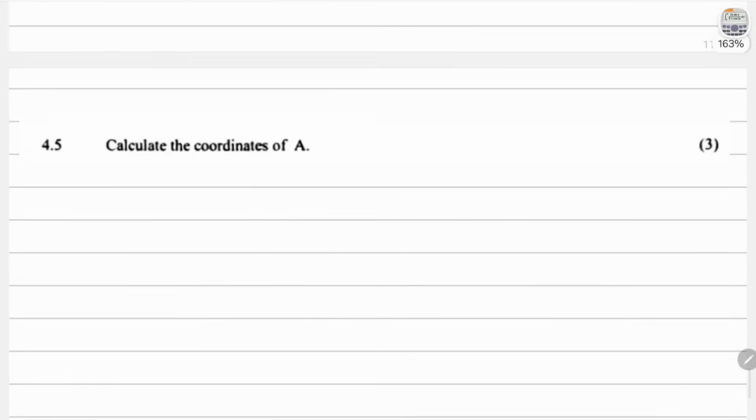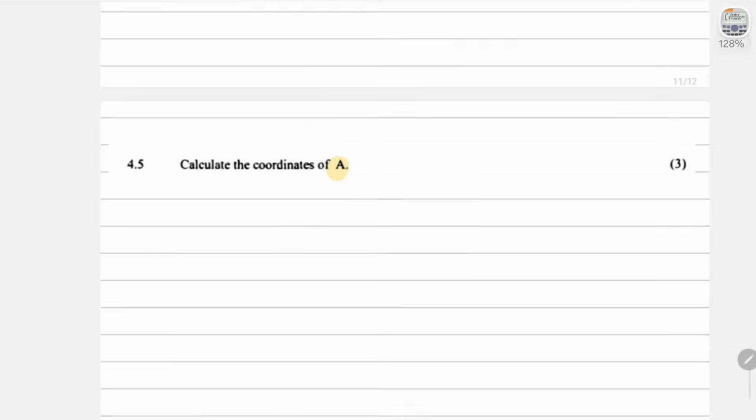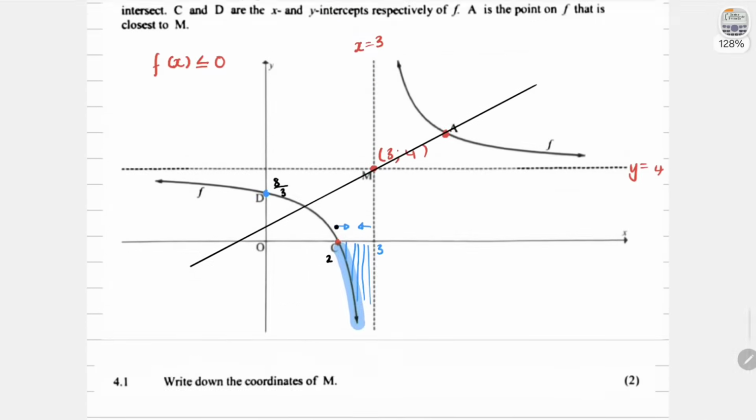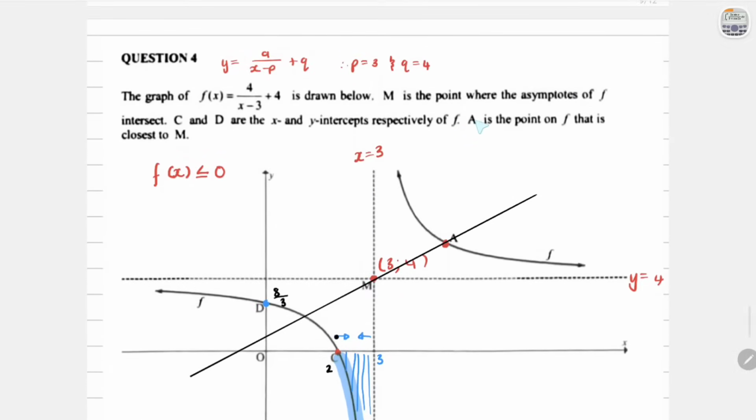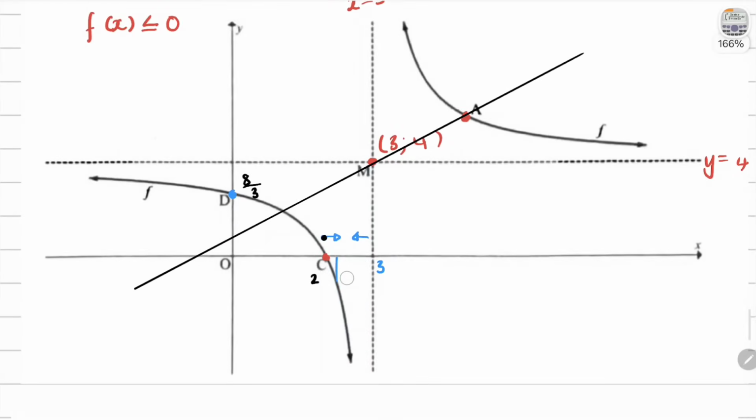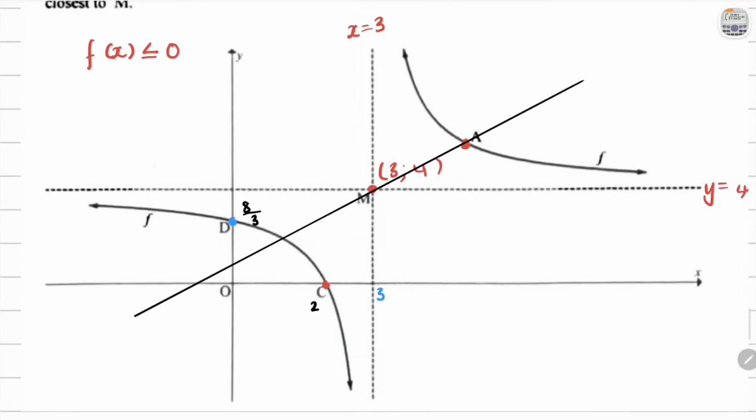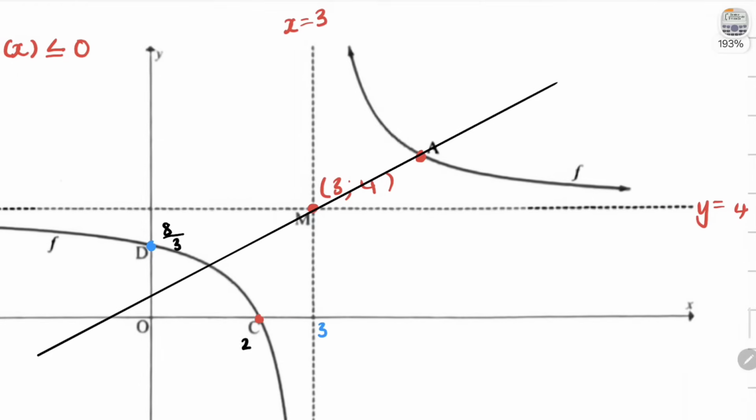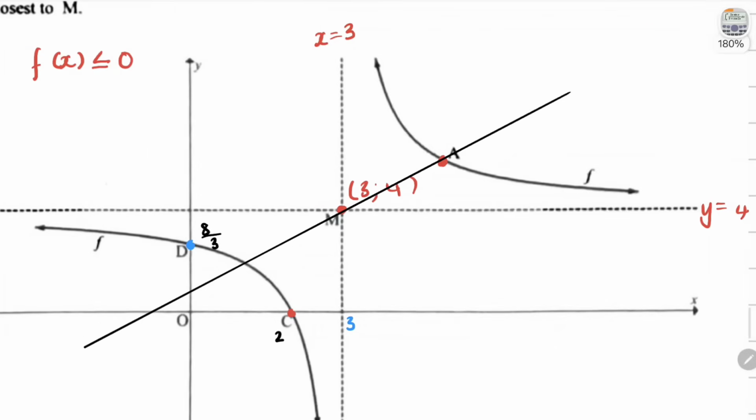Now they finally ask us to calculate the coordinates of A. Let's speak about A. Remember how they said that A is the point that is closest to M. Here's what this means. The point A is spoken about more in grade 11, but it doesn't mean it won't appear in grade 12, because remember, grade 12 is really everything you've learned from grade 8. So think about it like this.